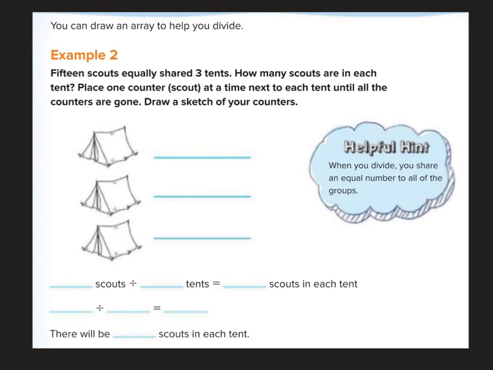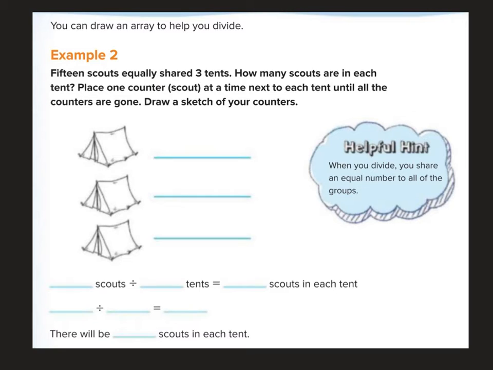This says you can draw an array to help you divide. So example 2 says 15 scouts equally shared 3 tents. How many scouts are in each tent? Place 1 counter or a scout at a time next to each tent until all the counters are gone. Draw a sketch of your counters.